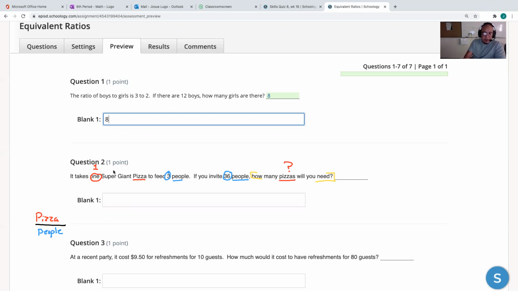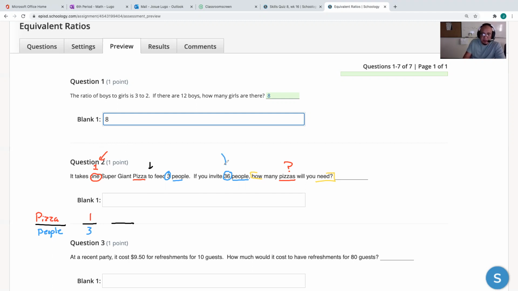What are the numbers? Well, I see that it's 1 pizza, 2, here's the letter, the word 2, right? The 2 is very important, to feed 3 people. 1 to 3, 1 pizza for 3 people. Great. Now let's use that to write an equivalent fraction using the other information given to me in the passage.